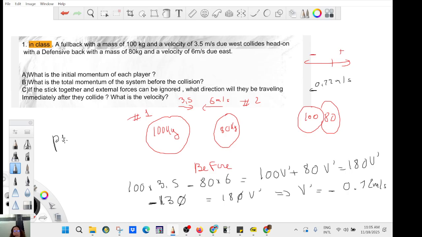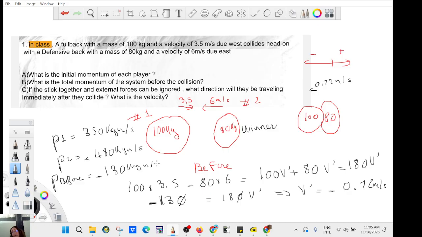So the momentum of P1 is 350 kilogram meter per second. Momentum of P2 is minus 480. So this one wins. So the total momentum before stays the same. Okay, it will be negative 130 before and after.